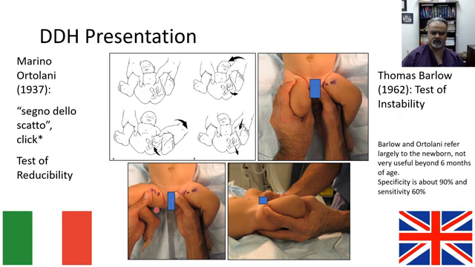Whereas for the Ortolani maneuver, you flex and abduct the hip and you make a little lifting motion with the finger that's on the trochanter, and if you feel that clunk as you push it up, then that indicates a reducible dislocated hip. The sensitivity of these is relatively low, so maybe about 60% or so, but if you do see these, especially in the first 3 months, then the specificity is pretty high.